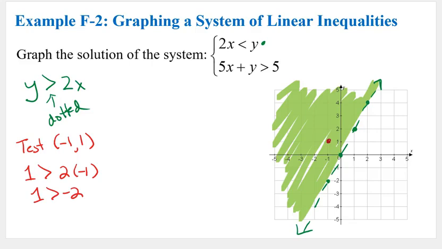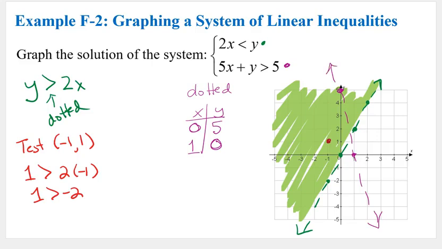All right, the second one I'm going to do in purple. That is also going to be dotted. And I am going to use intercepts for this one. So if I put in x equals 0, I get a y-intercept of 5. If I put in 0 for y, I get an x-intercept of 1. So y is 5 would be up here, and x is 1 is right here. I'm going to draw a dotted line through those.